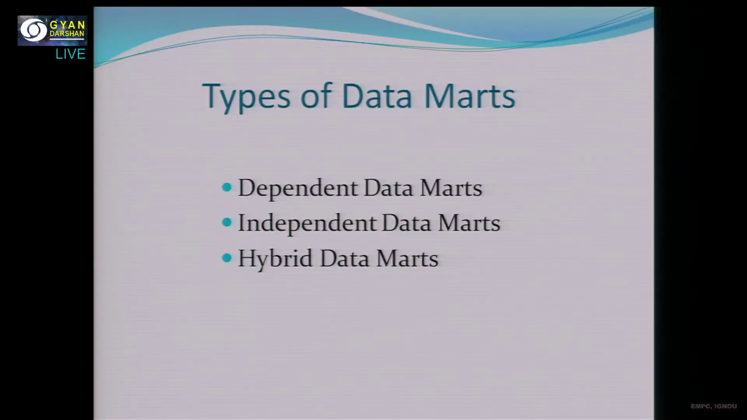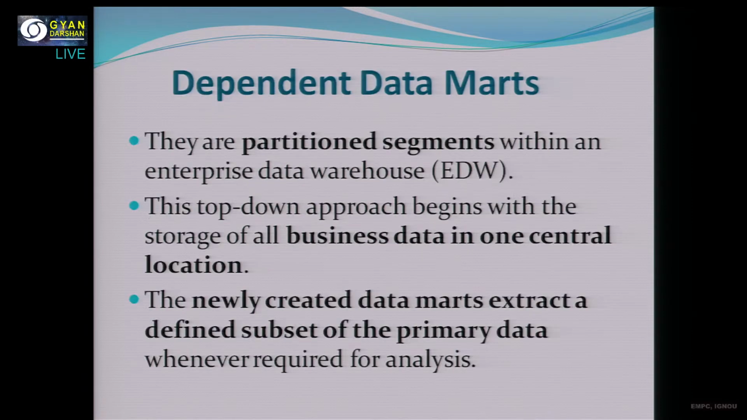There are various types of data marts one can visualize. There are three types we can see on the slide. The first type is called dependent data marts, the second is independent data marts, and the third is hybrid data marts. As the name suggests, a dependent data mart is dependent on something else. It is just a subset of something else. These dependent data marts are partition segments within an enterprise data warehouse. So it is just a chunk of the repository, a chunk of data, and it is dependent on the centralized data warehouse.